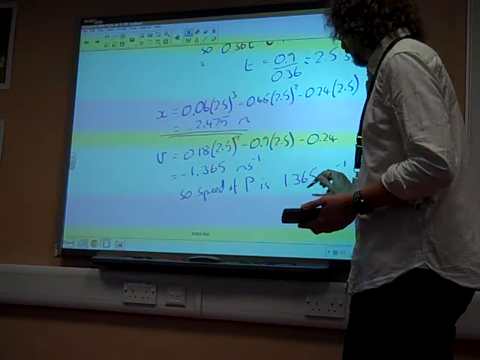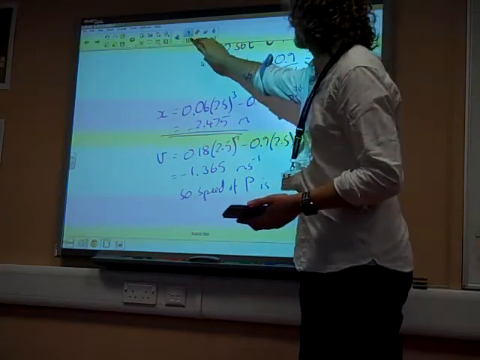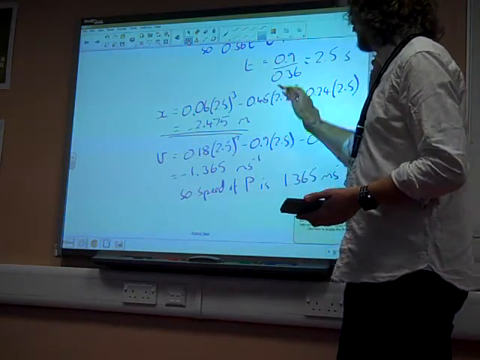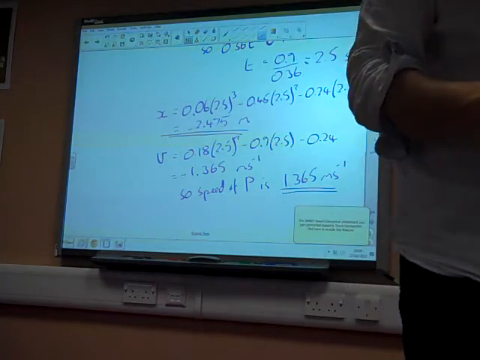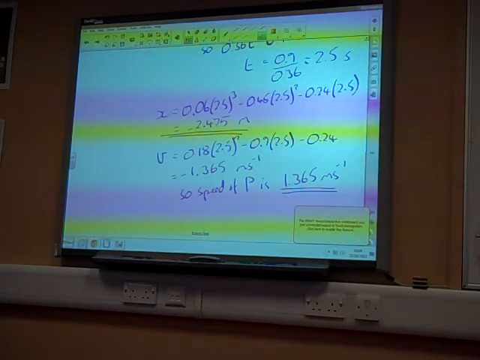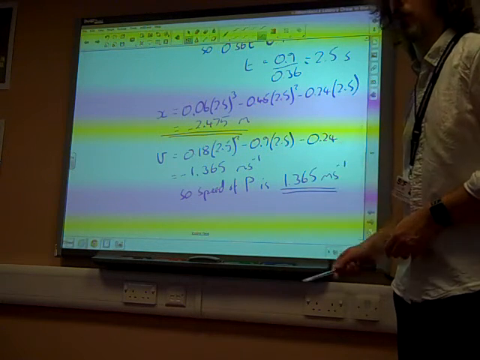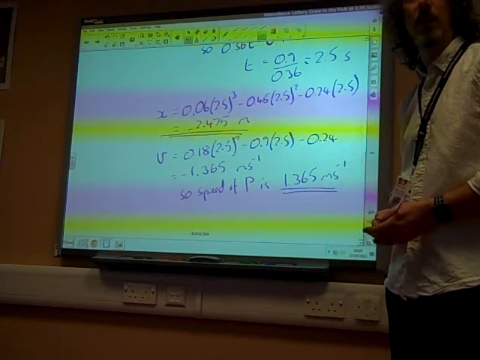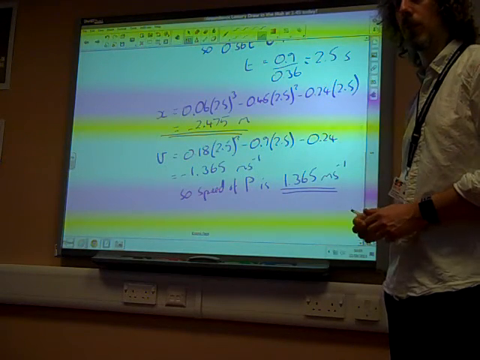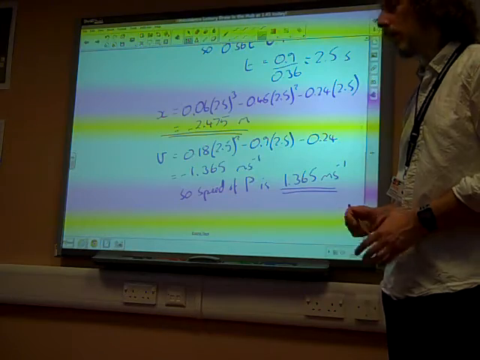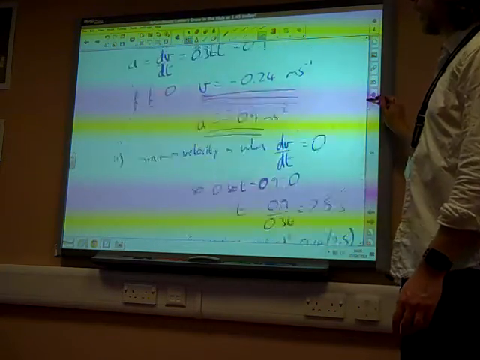Whoop, the board's just decided to do a crazy thing. Back. There we go. So that's our speed. Must be a positive amount. Okay, the question didn't ask you for the velocity, it asked you for the speed. So you must make that into a positive quantity at the end. Really important for that final mark.